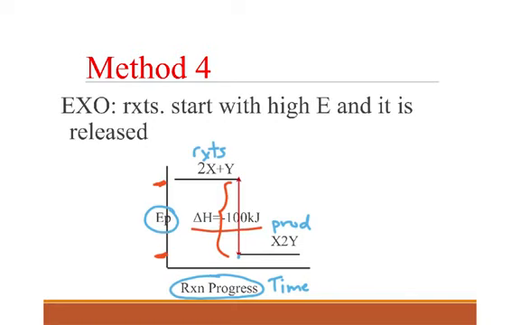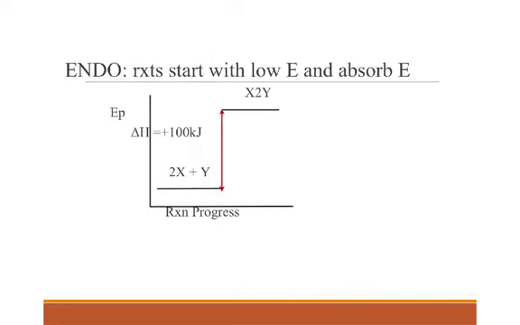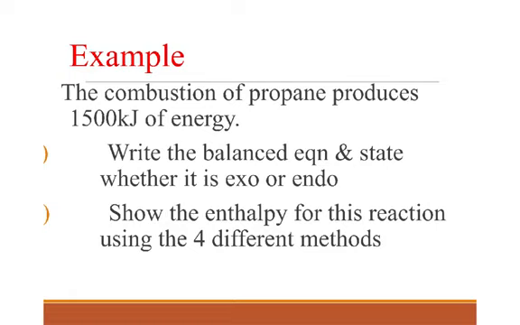Going in the opposite direction, if I have an endothermic reaction, I start off with low energy for my reactants, I put energy in, energy is absorbed, and then they would end up with higher energy as products. So that's how it works, and again, it's just the shape of the graph as we go. So let's try it on for size.